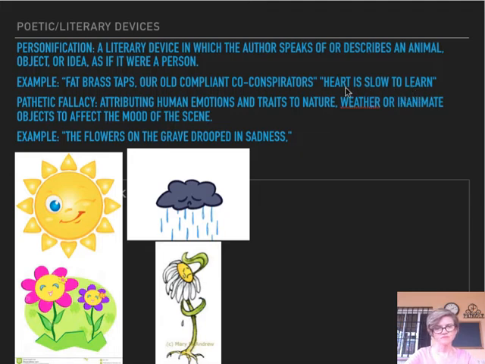When you move on to pathetic fallacy, it's just a specific type of personification. So if you spotted pathetic fallacy and called it personification, that would not be wrong. Okay, but to be more specific, pathetic fallacy is when we give human emotions to elements of nature or weather, okay? And it specifically helps create a mood in the scene or in the poem, okay? And so an example is "the flowers on the grave drooped in sadness," okay?